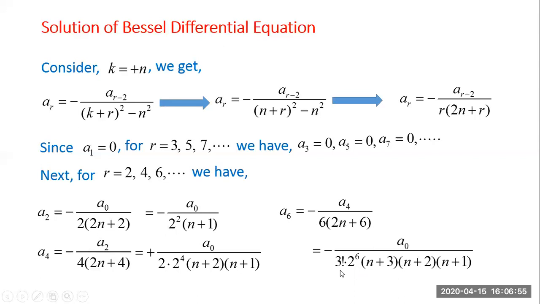So this is a6. In the same manner, if you substitute r is equal to 8, you get a suffix 8 as plus a0 divided by 4 factorial 2 power 8 into n plus 4, n plus 3, n plus 2, n plus 1. So like this we get all the values of a with even suffixes. So we have all a's with odd suffixes equal to 0, and we got the values of a with even suffixes in terms of a0 like this.